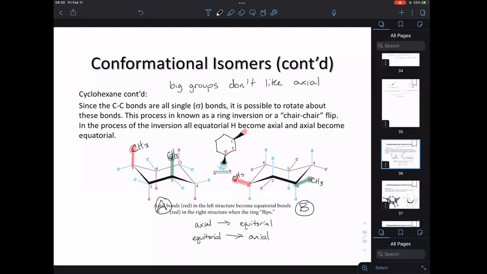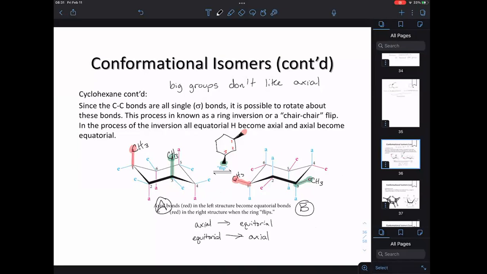All right, remember the guiding principle here is that big groups do not want to be in the axial position, especially having two methyl groups next to each other in the axial position. That's like an absolute no-no because they're both big and bulky groups. So in this case, structure B would be preferable because it keeps both of those bulky methyl groups in the equatorial position.